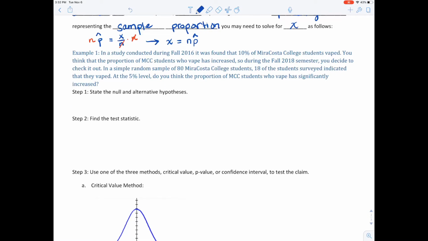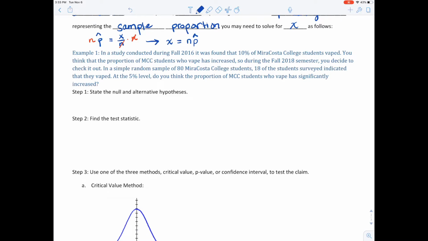Okay, let's check it out. We're back to the vaping example, but we're expanding it. In a study conducted during fall 2016, it was found that 10% of MiraCosta College students vaped. You think that the proportion of MiraCosta College students who vape has increased. So during the fall 2018 semester, you decide to check it out. In a simple random sample of 80 MiraCosta College students, 18 of the students surveyed indicated that they vaped. At the 5% level, do you think the proportion has significantly increased?